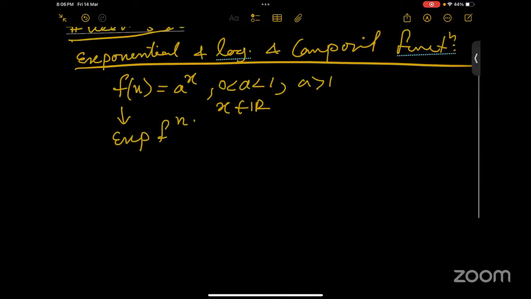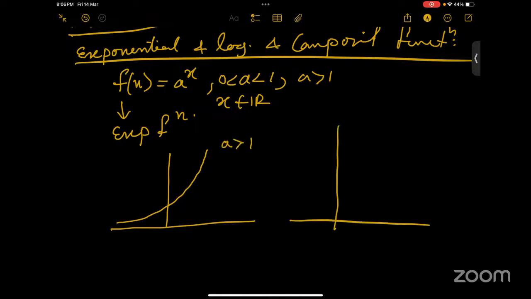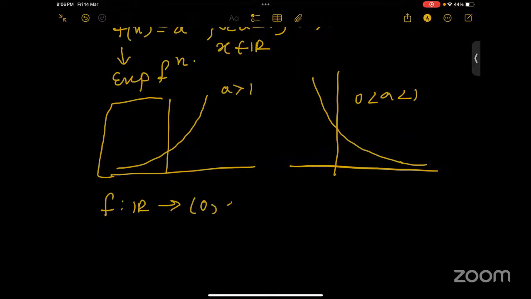Okay, so we know that the graph of exponential function looks like that when a is greater than 1, and it looks like that when a is less than 1 and greater than 0, right? So from the graph it's clear, if we take the range from 0 to infinity, then the function is one-one and onto. That means it is invertible. So if I take the exponential function from R to 0 to infinity, then this is invertible, right?